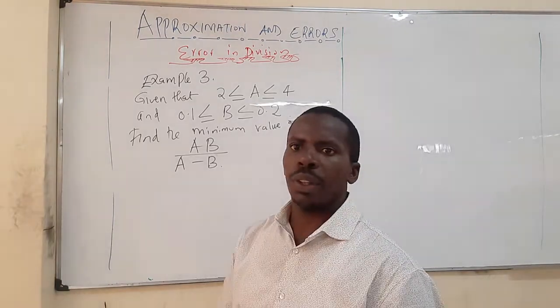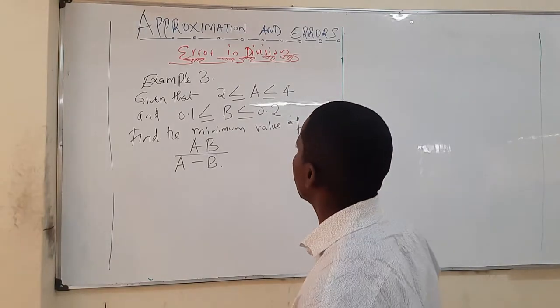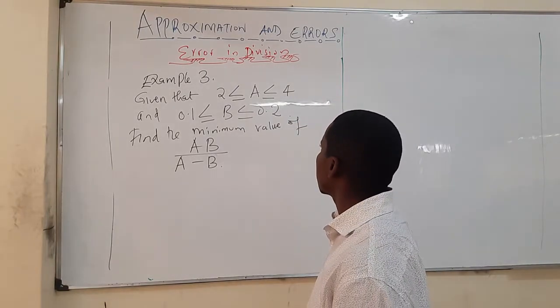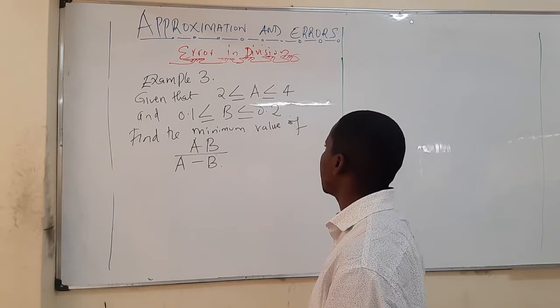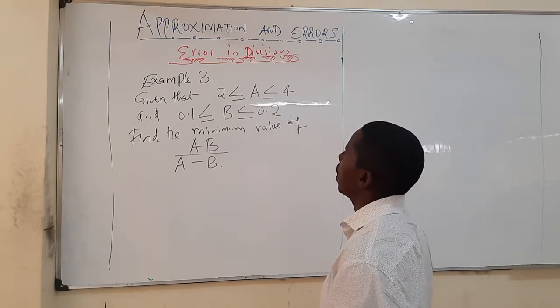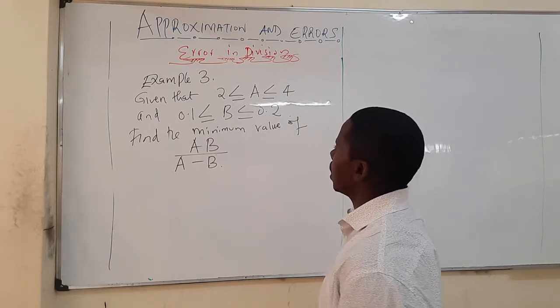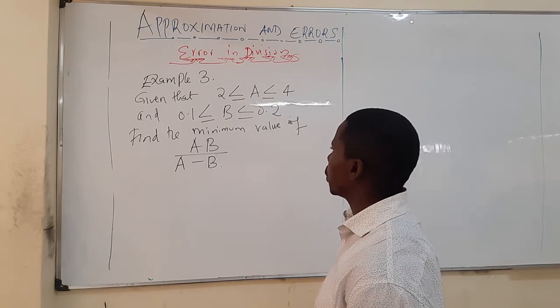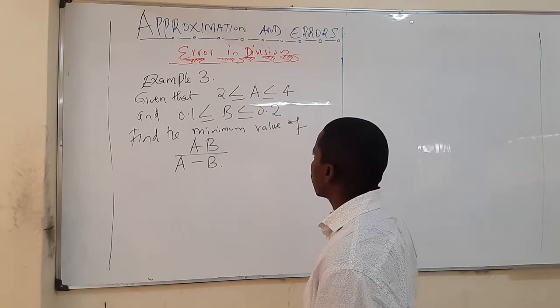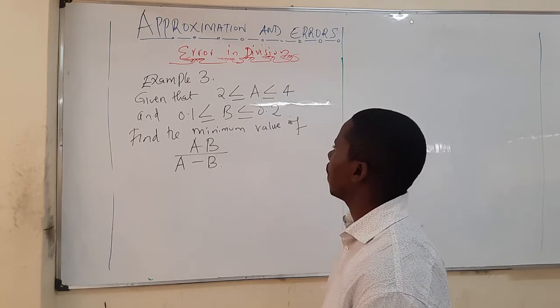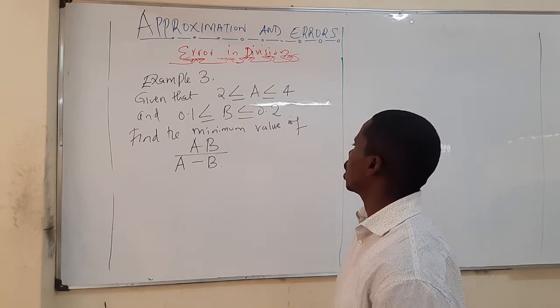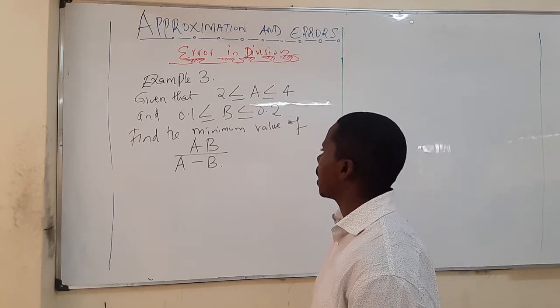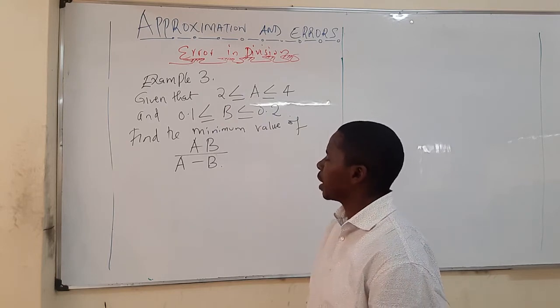Our example 3 says that given that A is greater than or equal to 2 and less than or equal to 4, and B is greater than or equal to 0.1 and less than or equal to 0.2, find the minimum value of AB divided by A minus B.